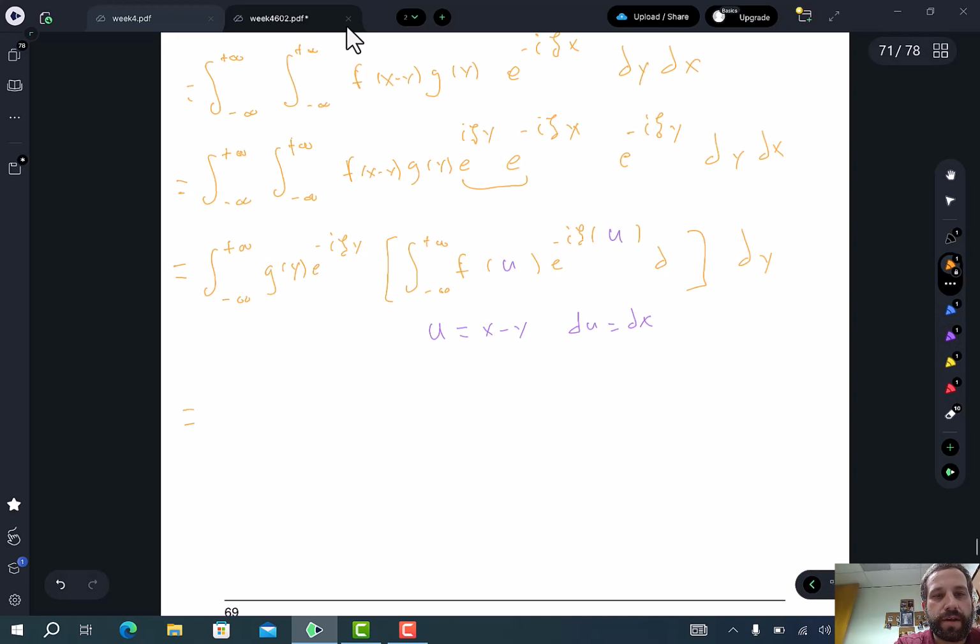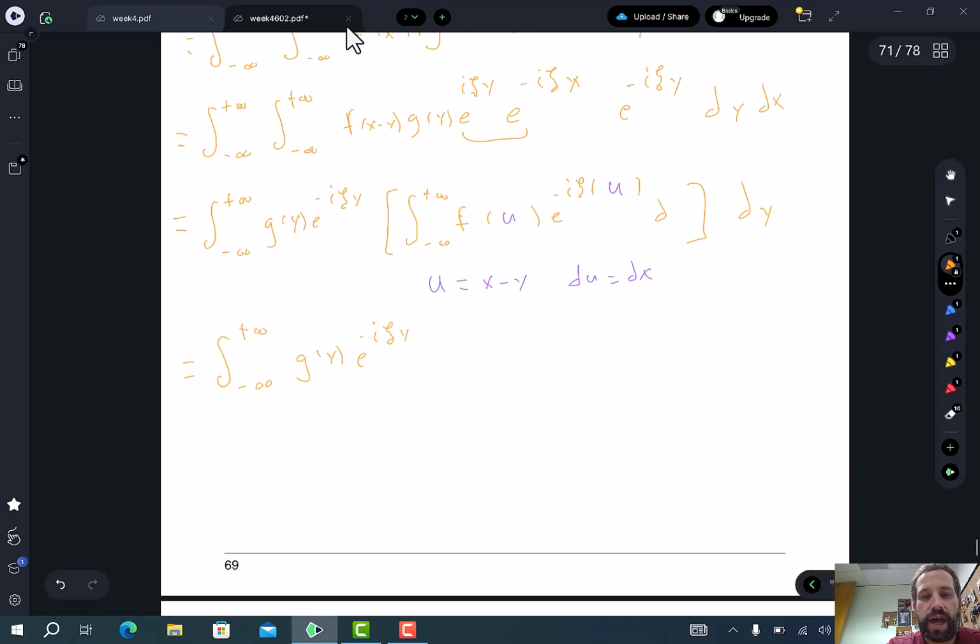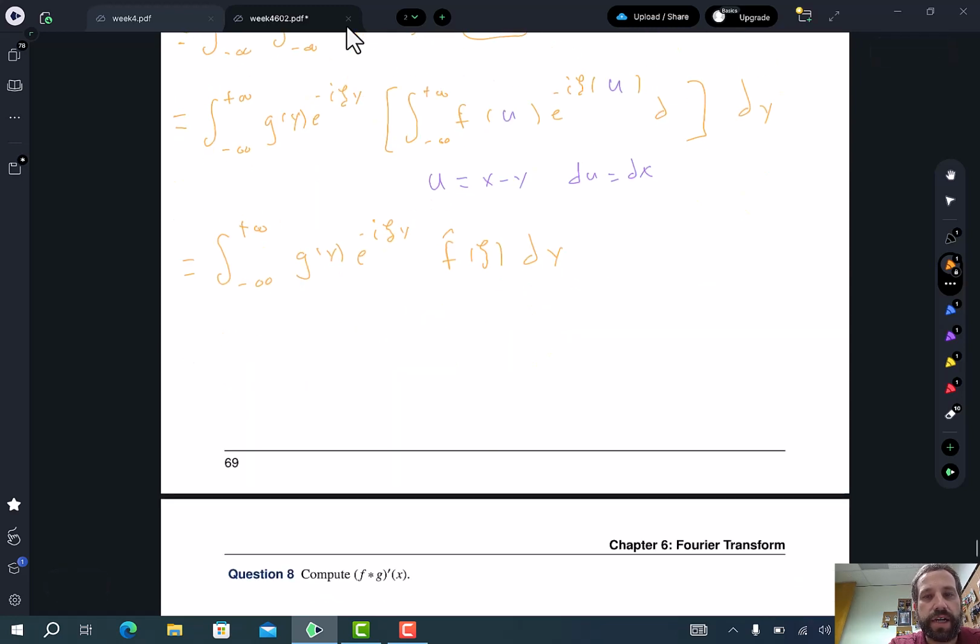And so now what's going to happen? I'm going to have my integral on the outside, minus infinity to positive infinity, g of y e to the minus i c y. But notice what I have on the inside. On the inside, this is just the Fourier transform of f. So on the inside, this is just going to be f hat of c dy. As far as y is concerned, this is a constant, so I can factor this out of the integral. And then what I'm left with in the integral is the Fourier transform of g. And so what we're left with is the Fourier transform of f times the Fourier transform of g.